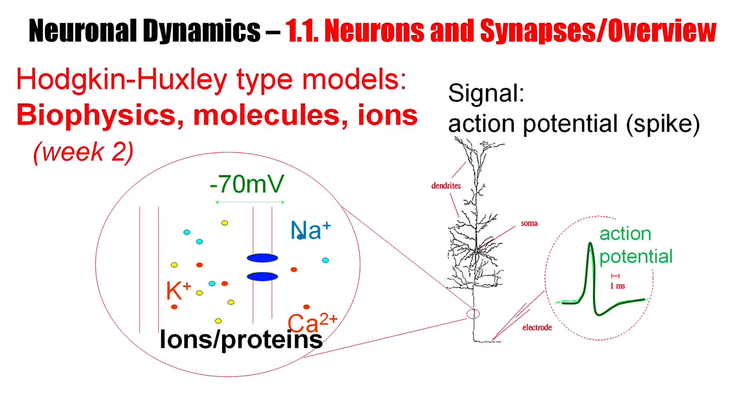Next week, we will develop models, I will talk about models of this biophysical interaction of ions, molecules, and these models are called Hodgkin-Huxley type models or biophysical models, referring to Hodgkin-Huxley, who got a Nobel Prize for developing the first mathematical description on the level of molecules of the neuronal signals.